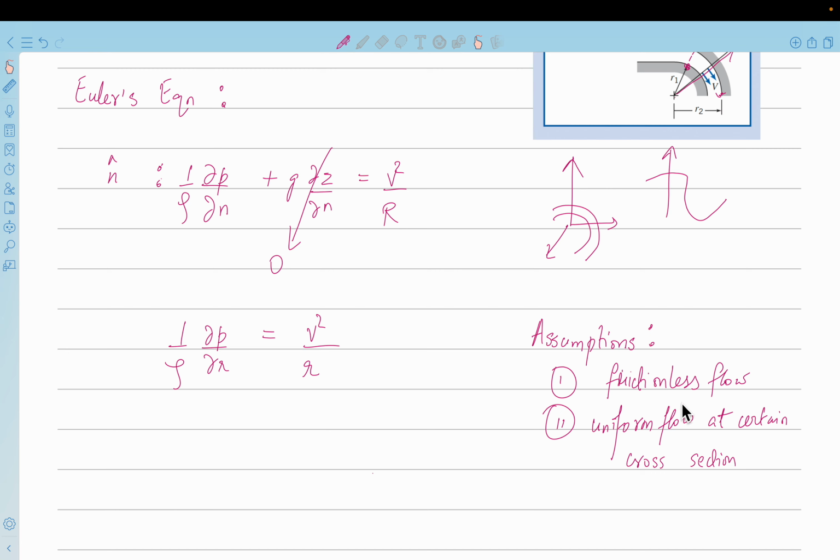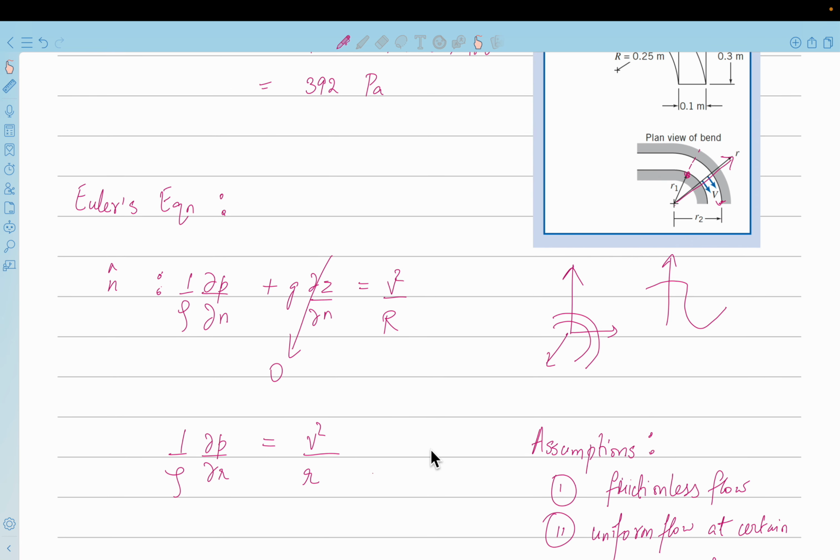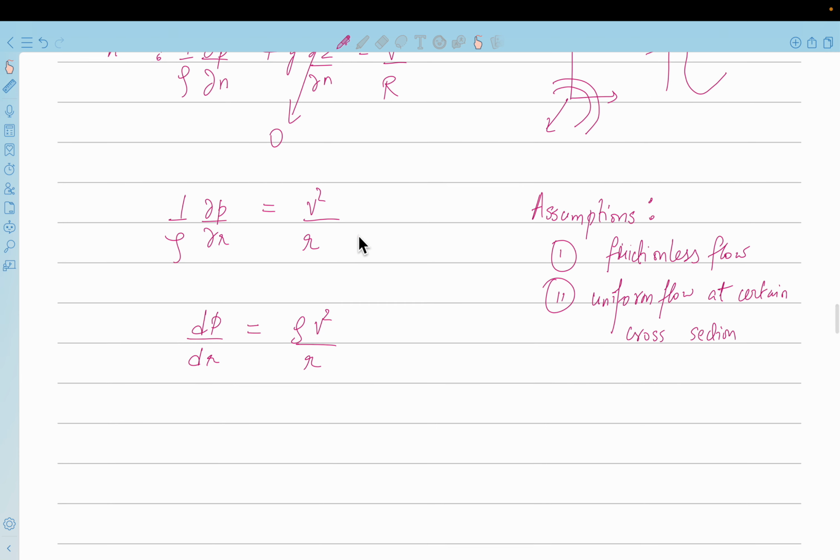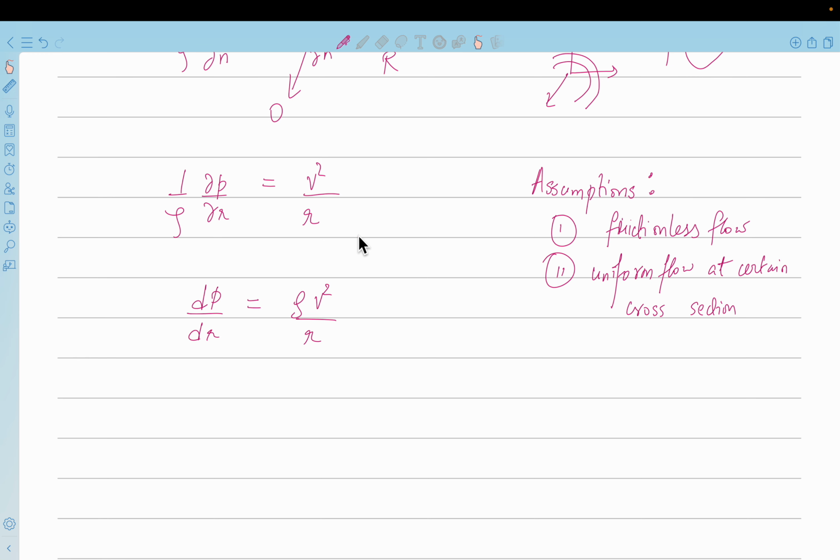Now because we have this assumption that uniform flow at any cross section, that's why we can write this equation in this simple form, that dou p by dou r, now I'm going to write as dp by dr is equal to rho v square by r. If we had not made this second assumption, then we could not remove this term dou z by dou n. We could not remove that. Okay. Any questions still here?